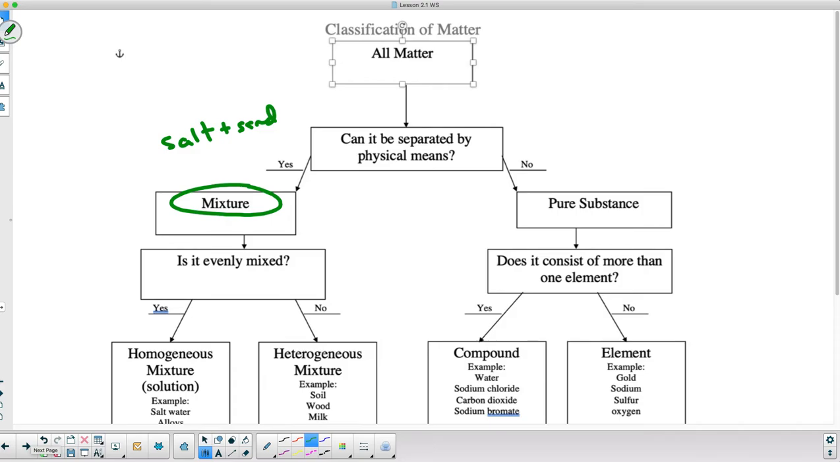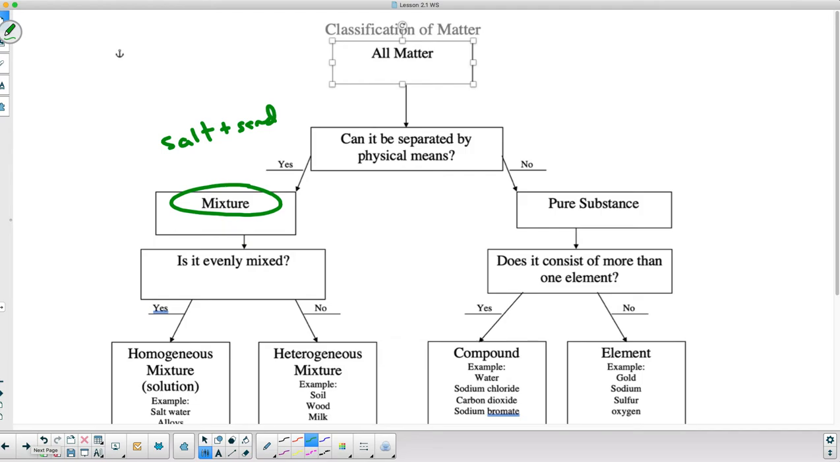Now, is it mixed evenly? If you answer yes, then it's a homogeneous mixture. That means, do you see a difference in the consistency? If you don't see a difference in the consistency, then it's a homogeneous mixture, which we also call a solution. If you do see a difference, like soil or wood or milk, milk actually is one that doesn't look like there's a difference, but because there's oils mixed with water, that means that it's a heterogeneous mixture.